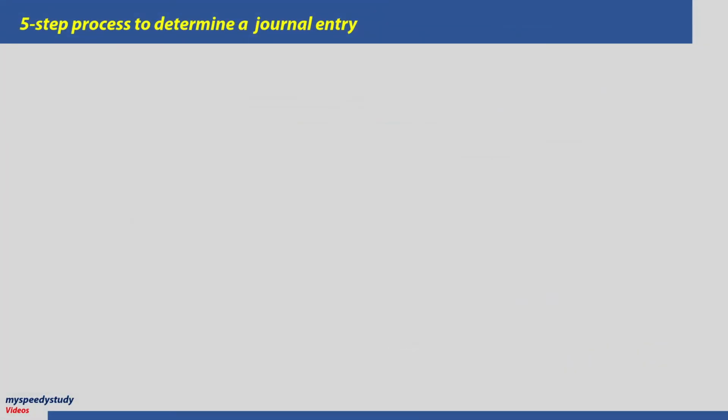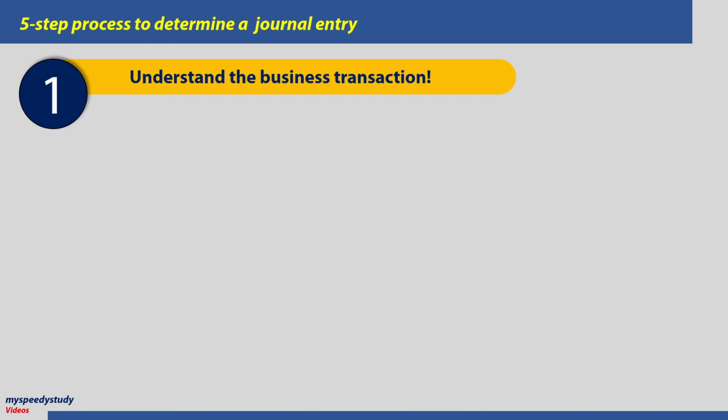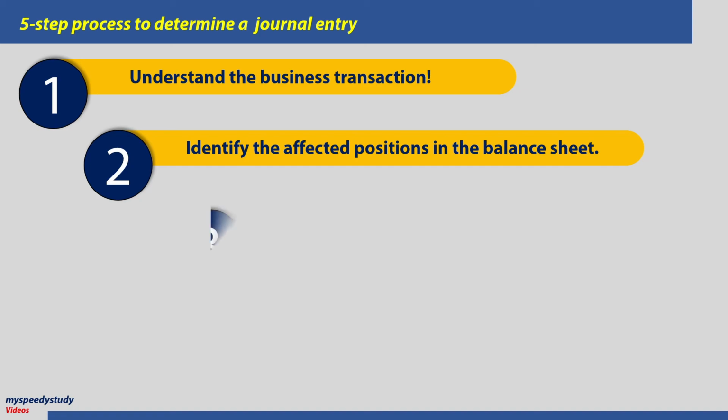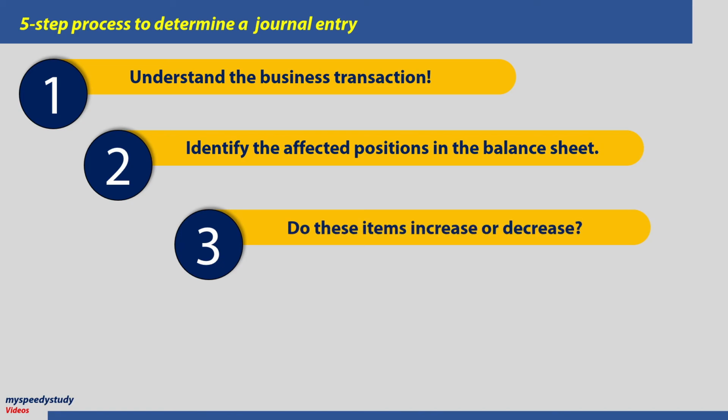As a general procedure, let us establish a 5-step approach to prepare a journal entry. First, please understand the text describing the business transaction. Make sure you understand the transaction before rushing to any conclusions. Then, identify the items or the position in the balance sheet or maybe the income statement. Third, determine whether those items increase or decrease.